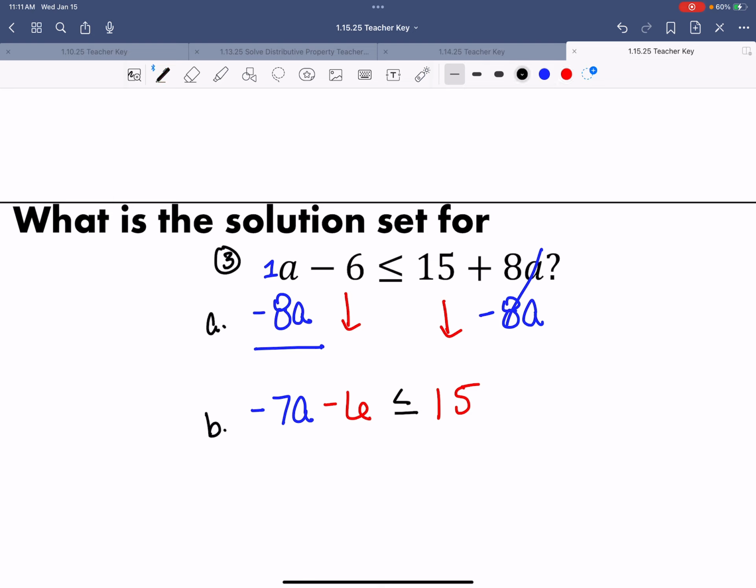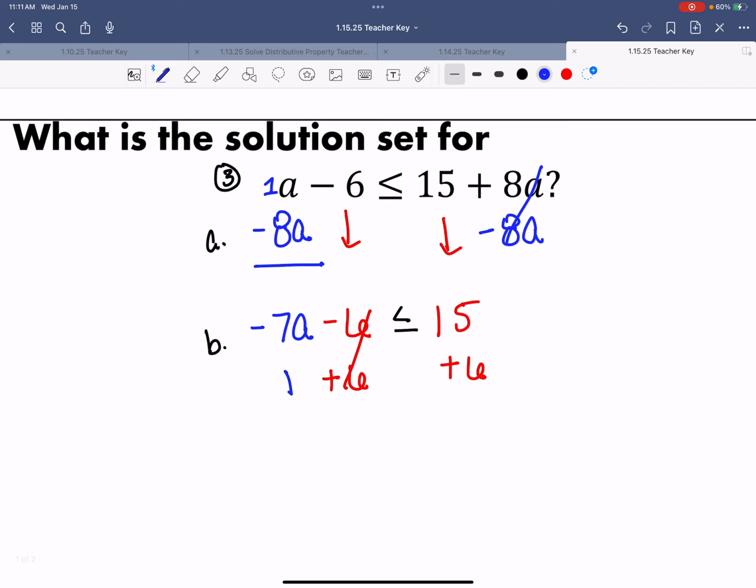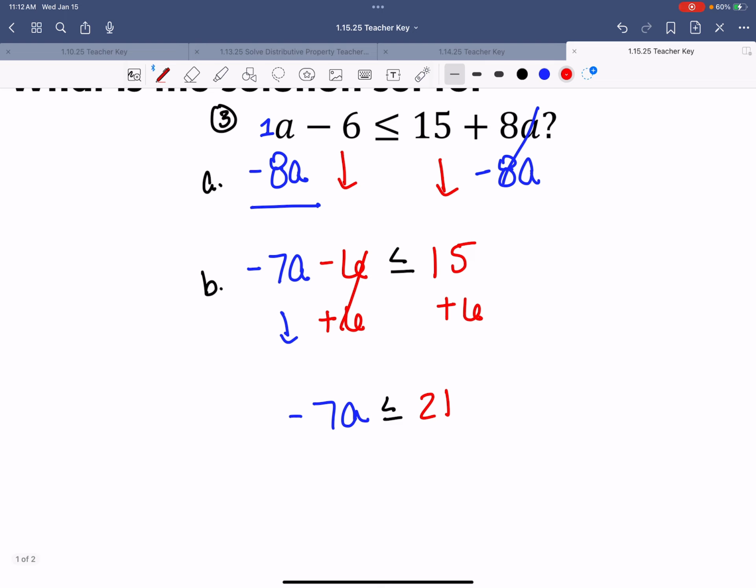Now I'm going to go to B, which is moving just the number, not the one attached to the variable. So this is going to be +6, +6. I'm going to bring down what I didn't use, -7a, bring down my symbol, and then when I have 15 plus 6, that's going to give me 21. Then again, a number in front of a variable means you're multiplying. The inverse of multiplication is division. These cancel out. I didn't touch my a. That stays down. This is -3.